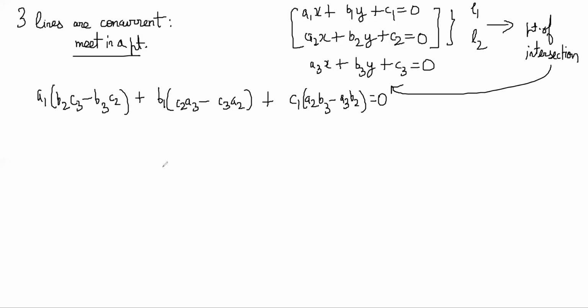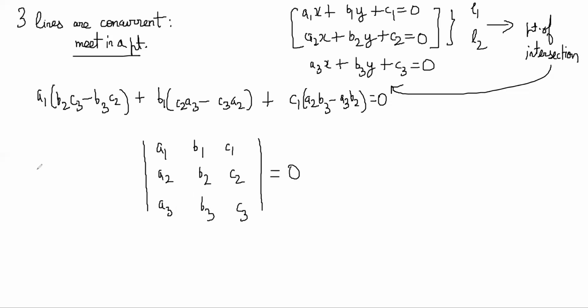The way to remember that is this determinant: A1 B1 C1, A2 B2 C2, A3 B3 C3. This determinant value is 0. This determinant, how to evaluate, I'll tell you. To evaluate determinants, have you ever seen this thing before?